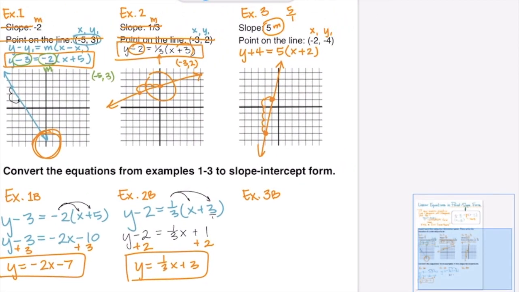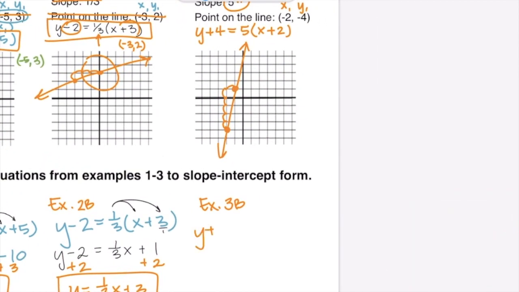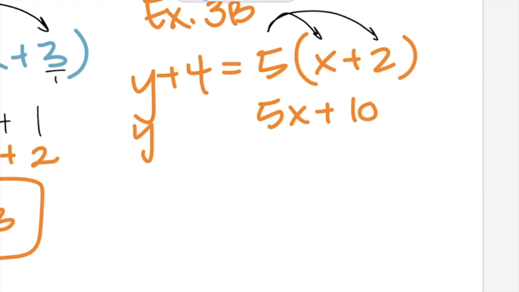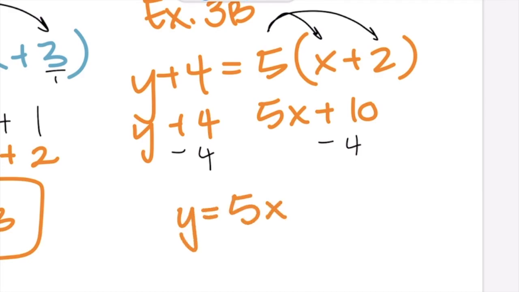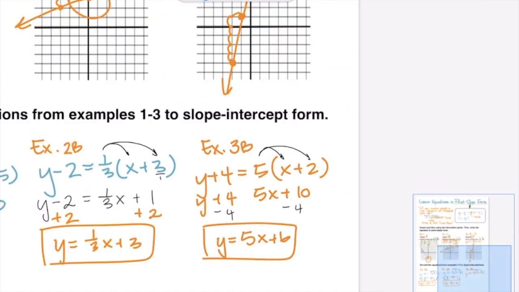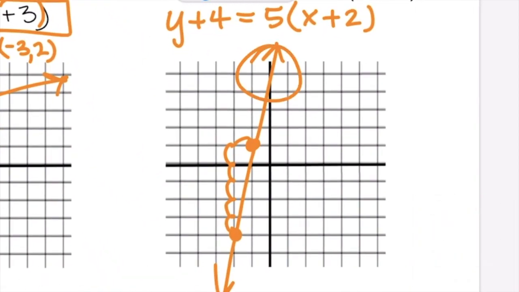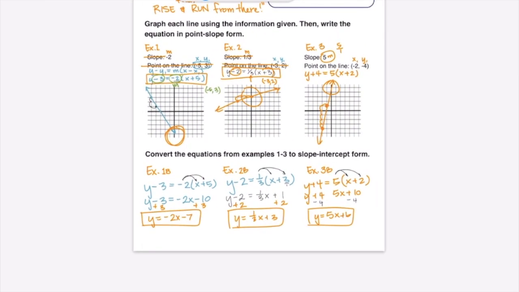And finally, our y plus 4 is equal to 5 times parentheses x plus 2. So what we do to convert this to slope-intercept is multiply the x plus 2 times 5. We'll get 5x plus 10, and then y plus 4 on the left. Now we're going to isolate y by subtracting 4 from both sides, and we get y is equal to 5x plus 6. And again, if I drew my line really nicely and neatly, my y-intercept looks like it's close to 6. All right, let's move on.